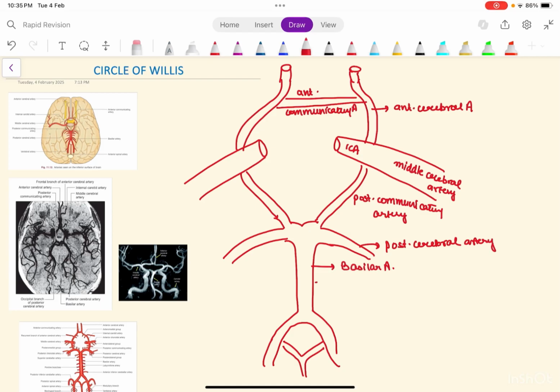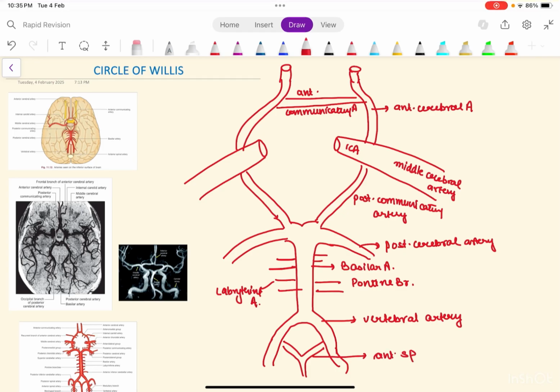This is our basilar artery, which has a lot of branches, pontine branches, and it has one labyrinthine artery. Then here we have the vertebral artery. Now let's talk about this: this is the anterior spinal artery. Now you would think, where does the posterior spinal artery lie? It lies here. This is the posterior spinal artery.